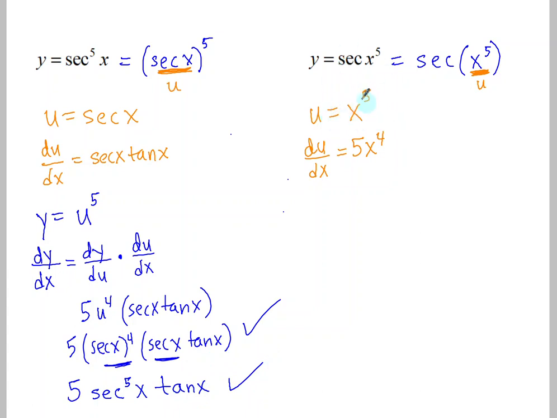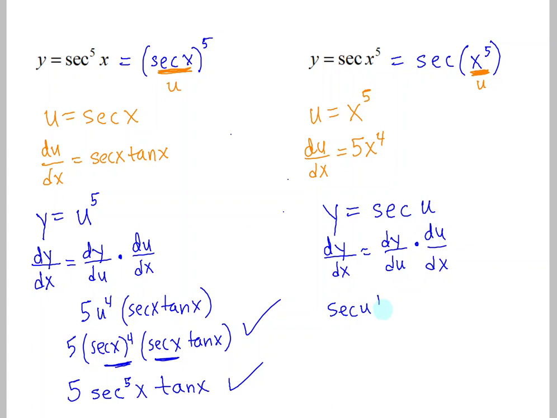If u is x to the fifth, this one looks like this. y equals secant of u. So again, for dy/dx, I still need dy/du times du/dx. dy/du being the derivative of y with respect to u, that's going to look like this: secant u tangent u. And then times du/dx, 5x to the fourth.